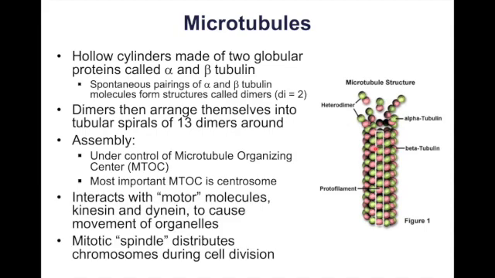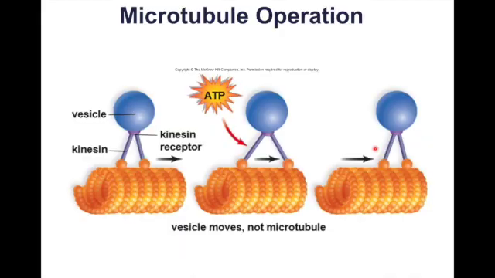You've probably seen this before, heard about it, like the centromeres. It interacts with the motor molecules kinesin and dynein to move organelles. I'll show you a picture of that in a second. And this is also what's helping move chromosomes around. When we're talking about mitosis and moving chromosomes to the middle and then back away, we're going to be looking at these microtubules that are responsible for that.